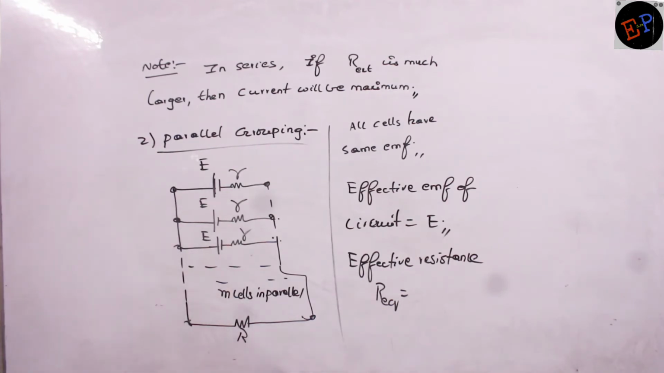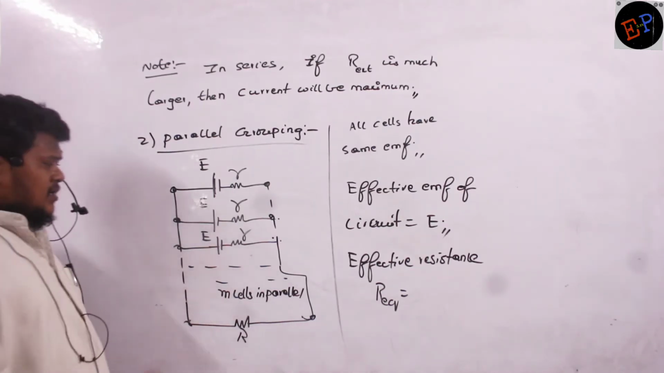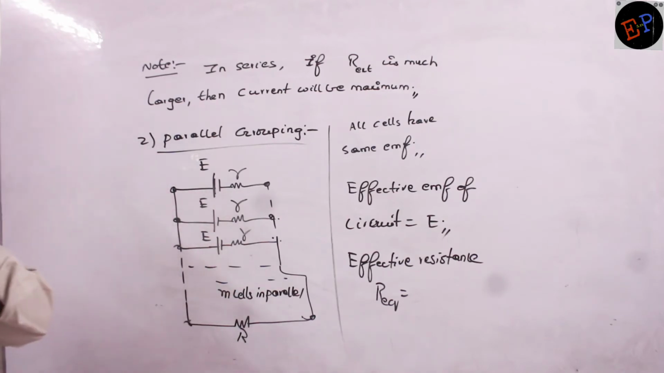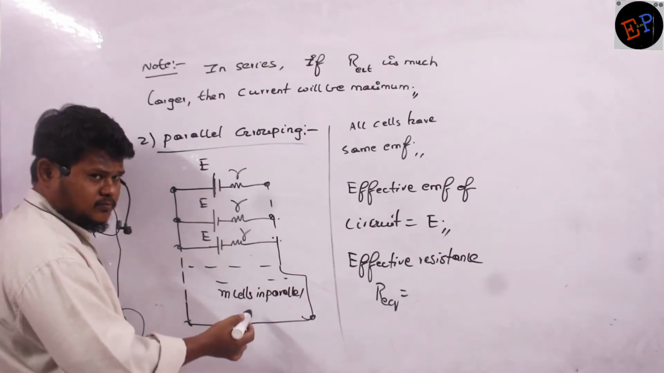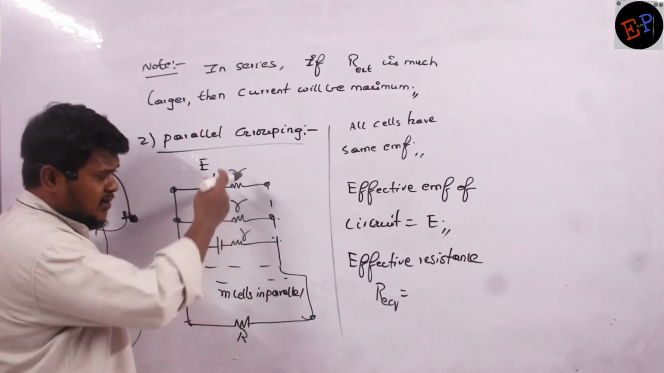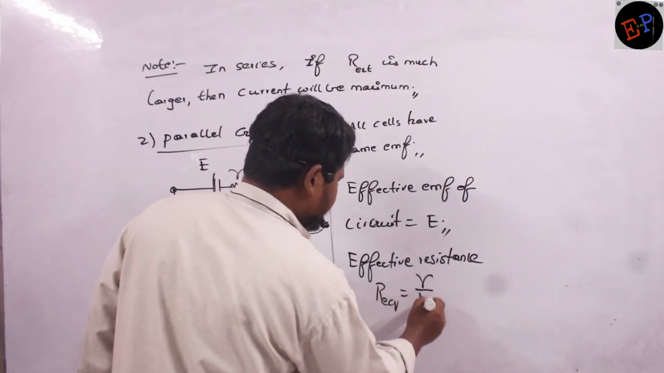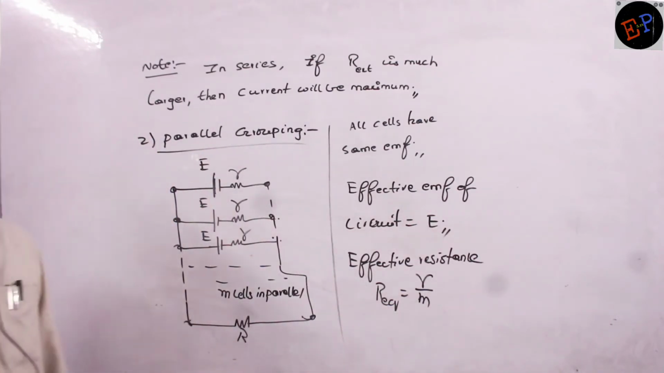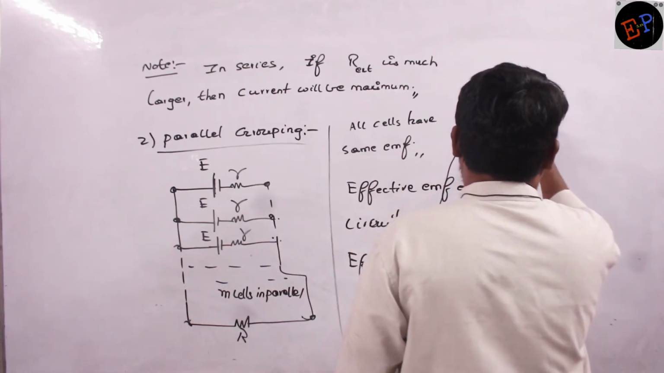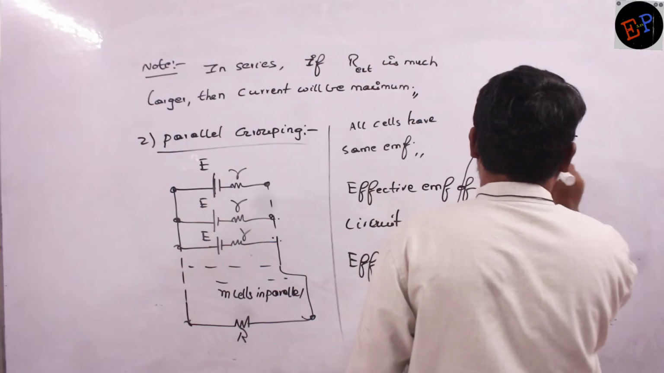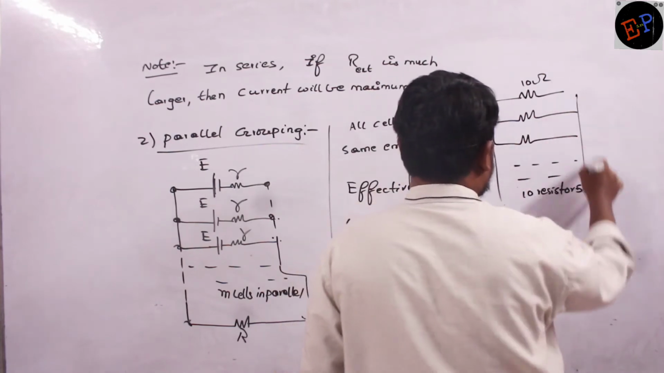In this combination, what is the total resistance? M internal resistors are connected in parallel. If equal resistors are connected in parallel in M branches, the total internal resistance will be R by M. This I have already discussed with you. For example, this is a 10 ohm resistor, another 10 ohm resistor, another 10 ohm resistor, and like this I am connecting 10 resistors. Now what is the total resistance?